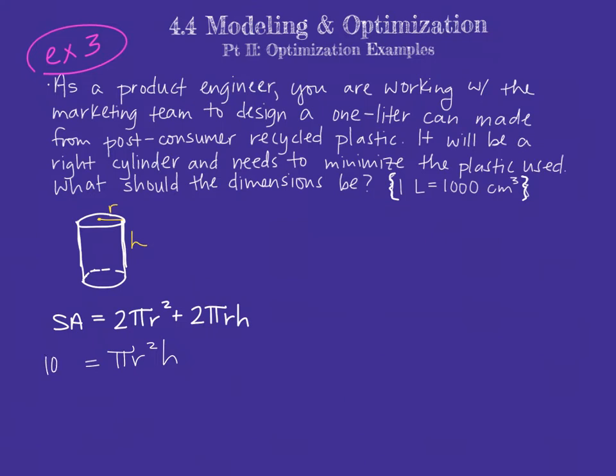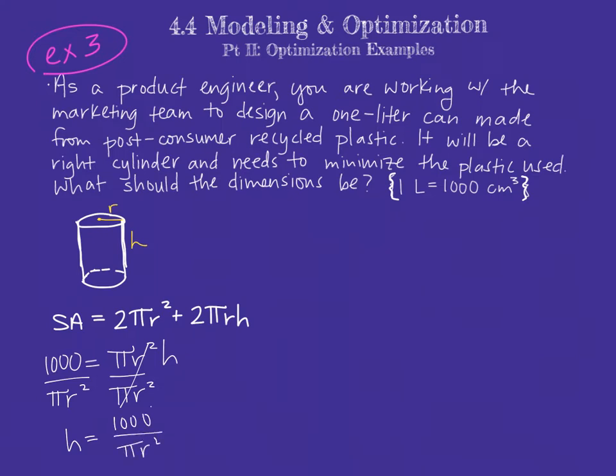And again, we're in centimeters. So the reason that we care about this extra formula is so we can do some substitution. What I'm going to do is solve this for h and then replace h with what it equals. So let's solve this guy for h down here. We divide both sides by pi r squared. We have that h equals 1,000 over pi r squared.